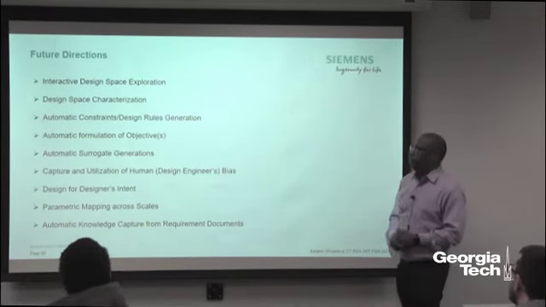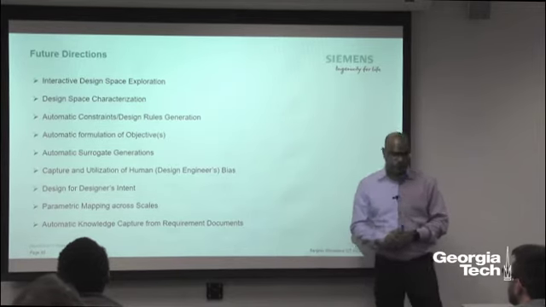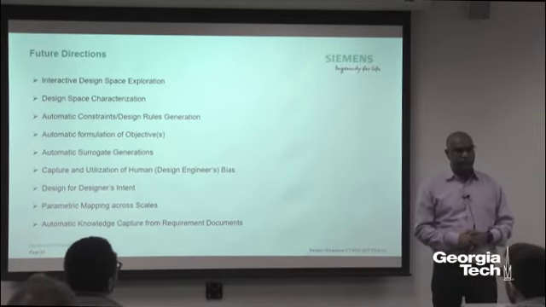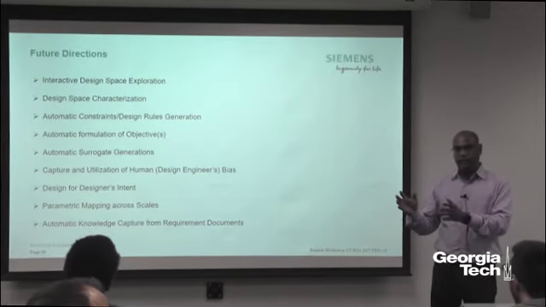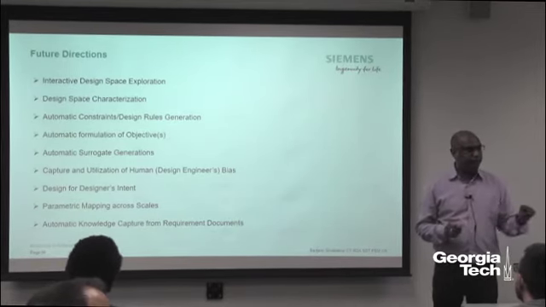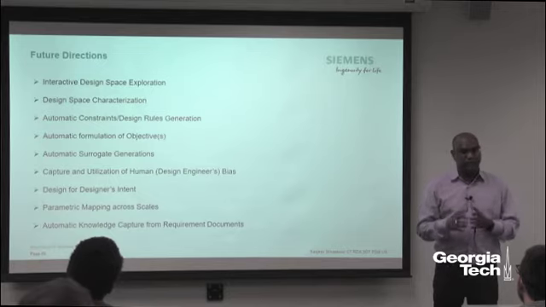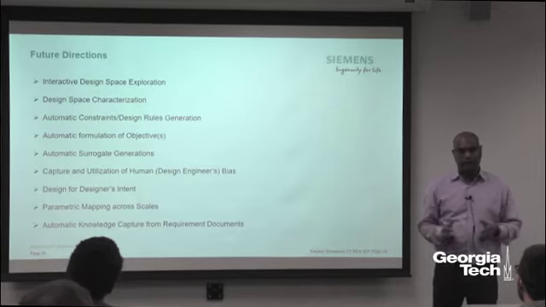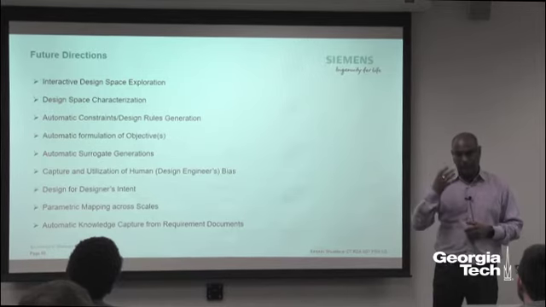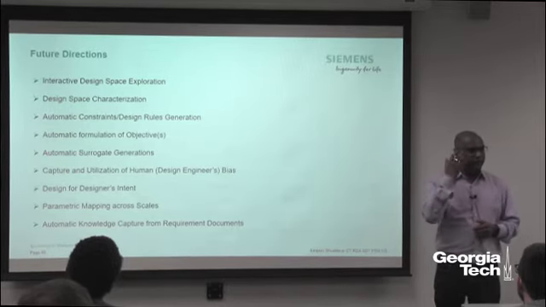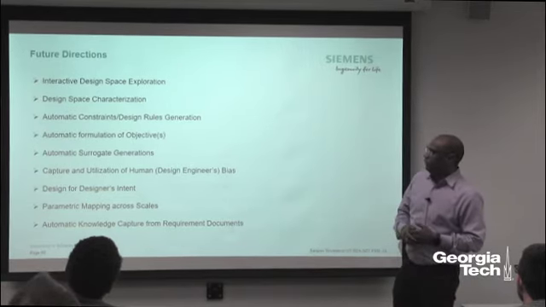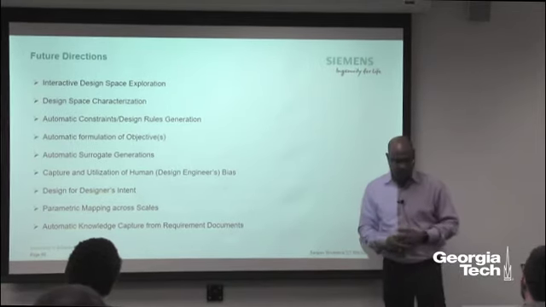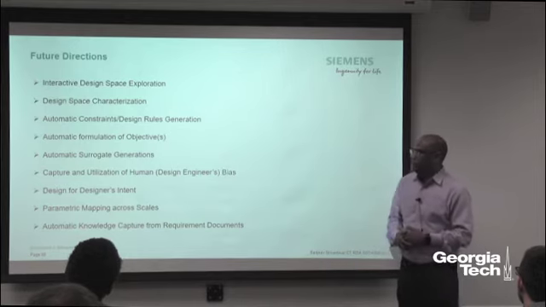The first one is interactive design space exploration. A lot of the time, the human design engineer has a certain idea of the kind of design they want, but they cannot quantify it in mathematical equations. But they can select certain designs. How can we make this whole process interactive? How can you learn the tacit knowledge, or what's called the bias inside the human mind, regarding certain designs?